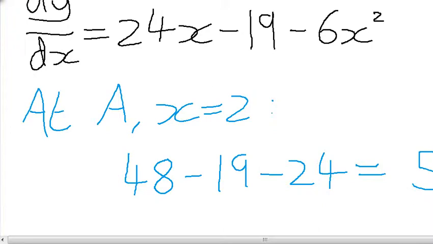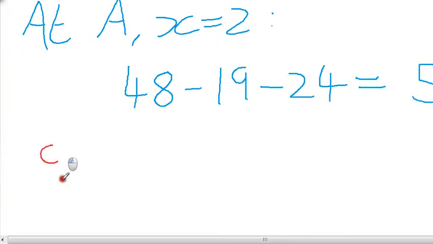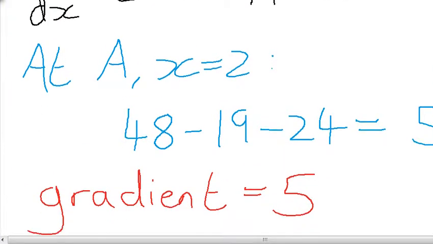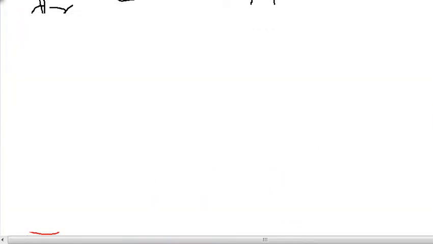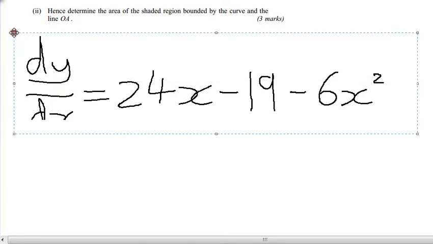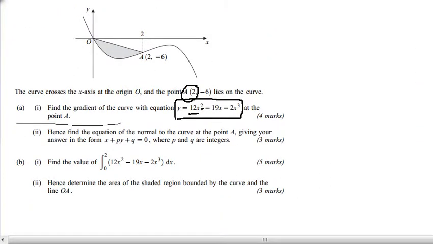So the gradient at A is equal to 5. Easy as that. Differentiate it and sub in the x value for the point you're looking at. Lovely. Right. Let's move it on to A part 2, or part II.